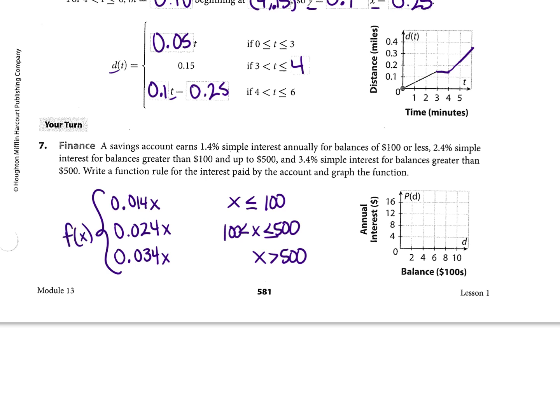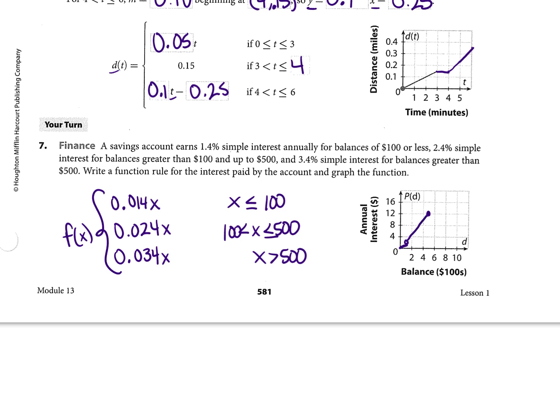And now we have to graph them. So this is in hundreds of dollars. So if they have $100, that would be 100 times 0.014, which would be a very small amount. Then from 100 to 500, at 100, they would get 2.4, so there should be an open circle at 2.4. And then 500 times 0.024 would be 12 for 500, so over to 5 and up to 12.